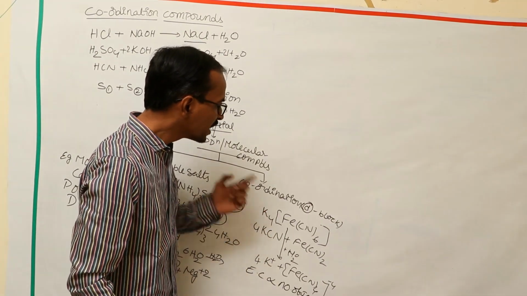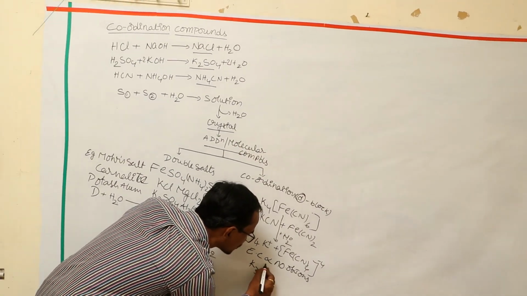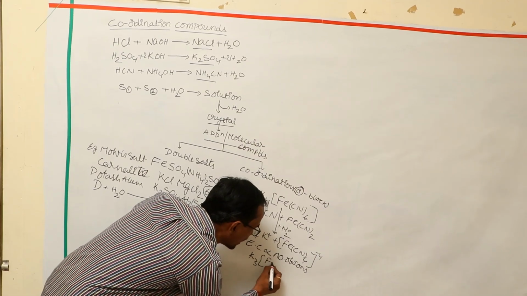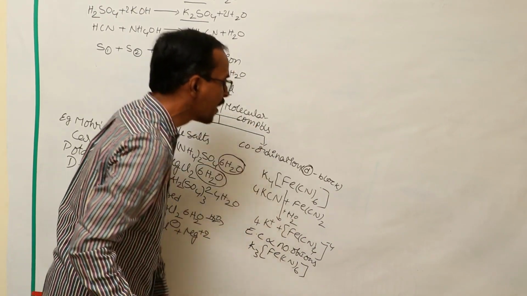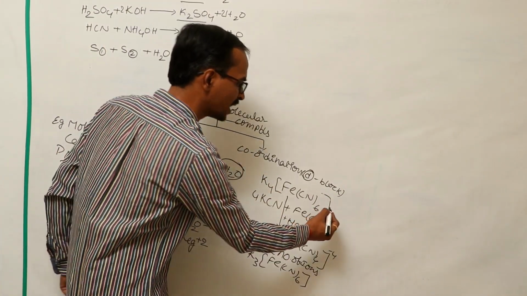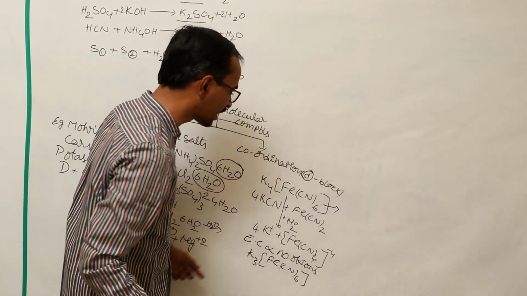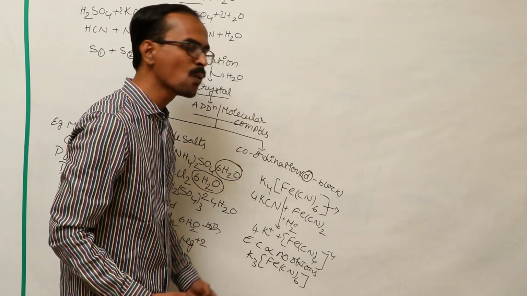For example, if K4Fe(CN)6 and K3Fe(CN)6 are given, they might ask which of the following has the maximum electrical conductivity in the aqueous solution. When it is dissolved in water, here you can see 4 potassium ions and 1 complex ion.